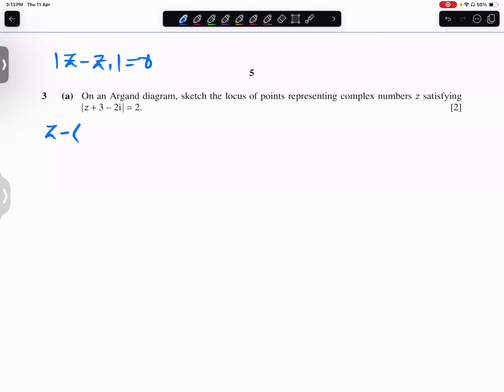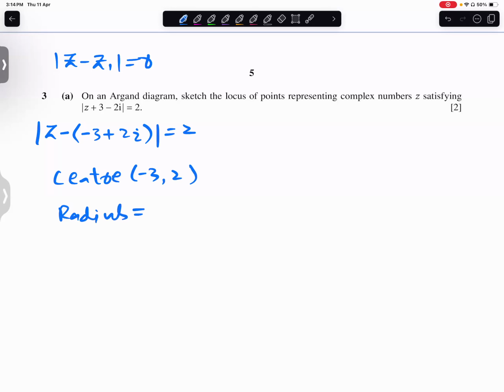So in order to do that, just take minus common. Inside you will write z minus (minus 3 plus 2i), mod is equal to 2. Now my center of the circle is minus 3 comma 2 and my radius is 2. Now draw a circle here.